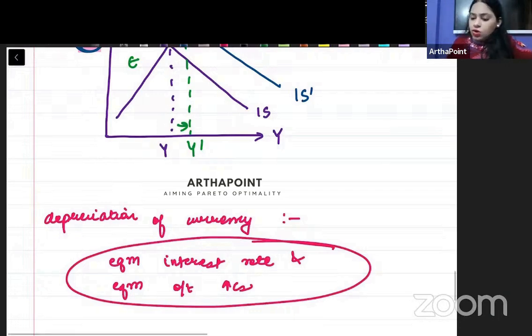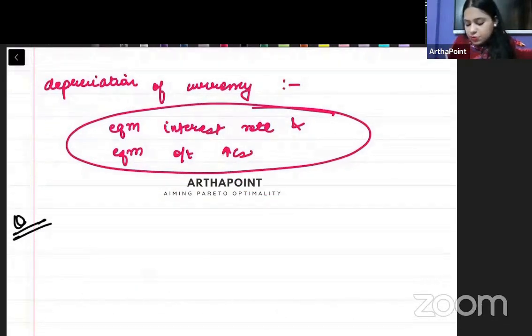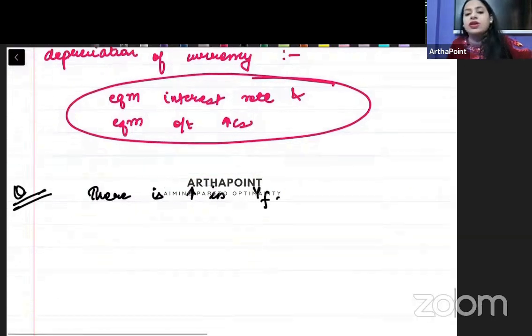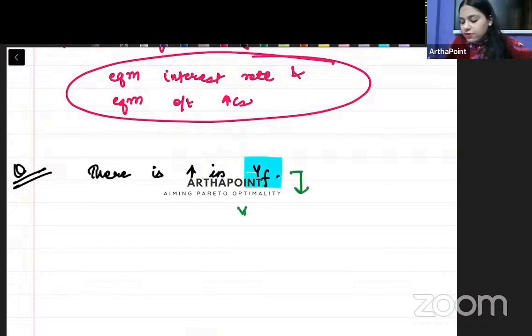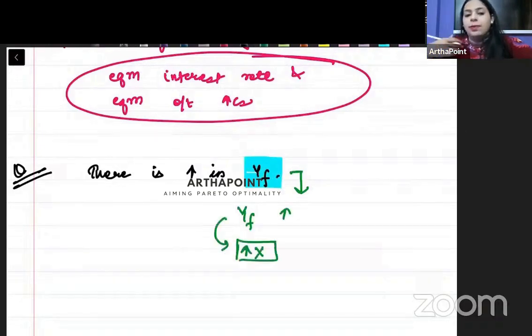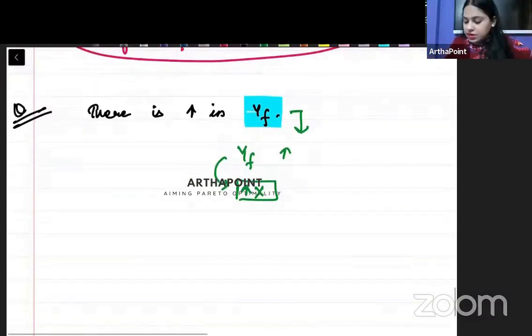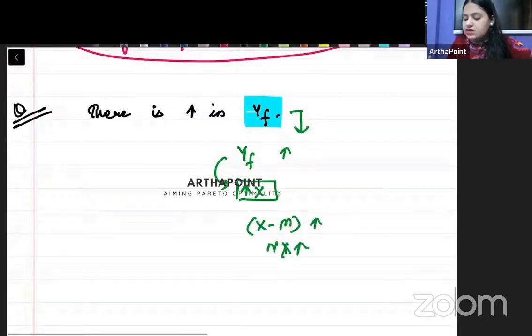Clear? Okay, children. Question number 2. Suppose I tell you that there is an increase in foreign income. Foreign income has increased. So when income of foreigners increases, what happens? What do we know? We know that when foreign income increases, there will be an increase in the exports. They will demand more of our goods. There will be an increase in the exports. And when demand for exports increases, export minus import will increase. So net exports will increase.